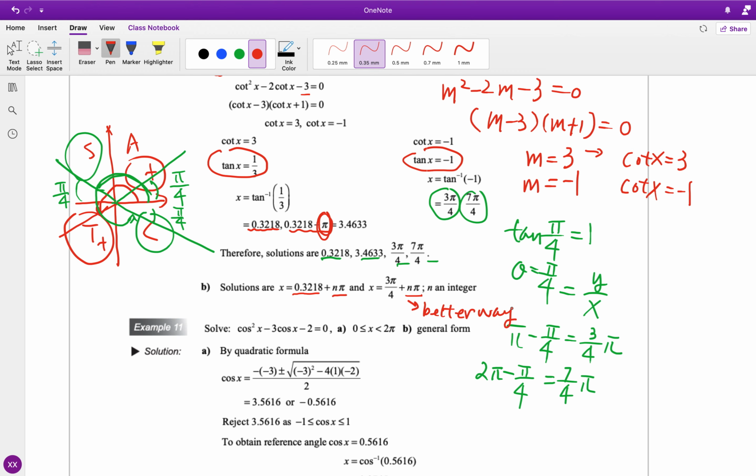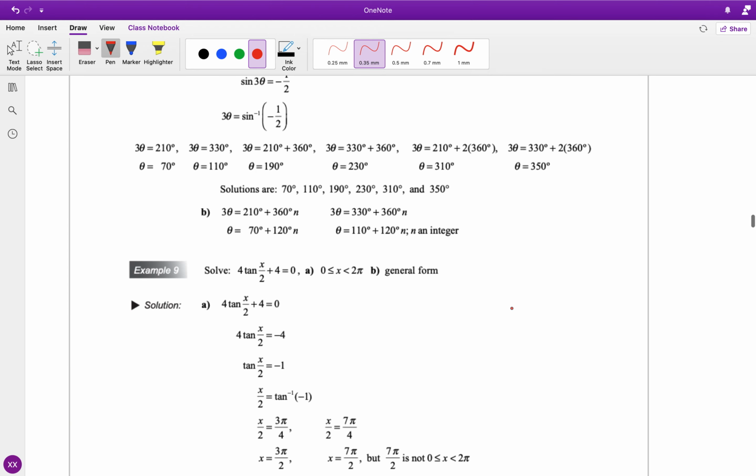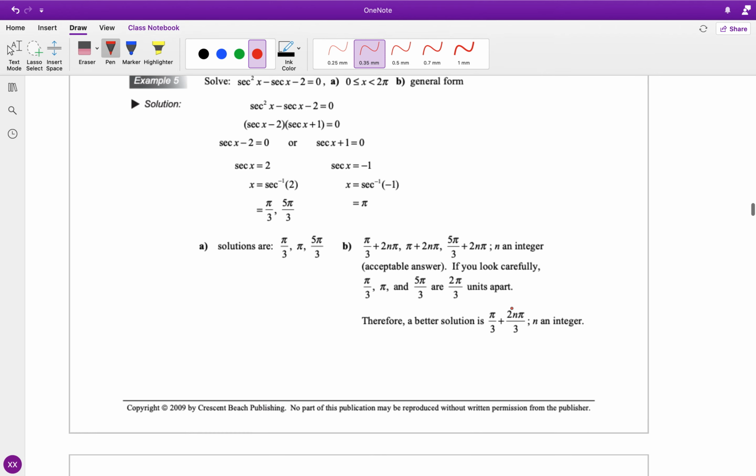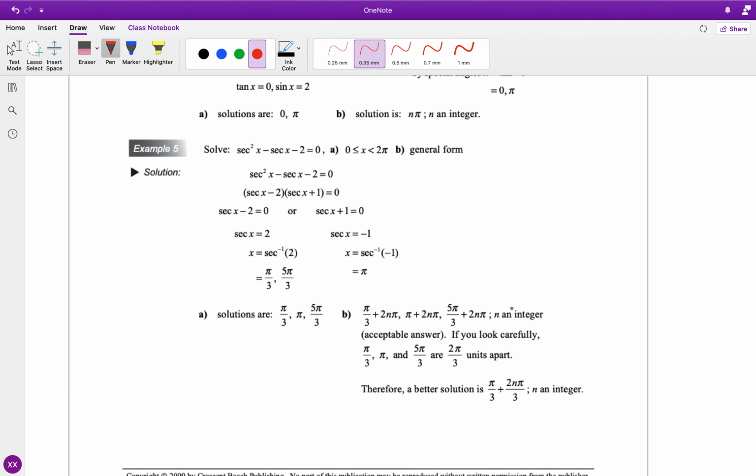Okay, I'm going to use another example to explain. I said we're going to use number 5 to explain this better way to write. So number 5, I would just not do the solution. We already solved it, and our solution is this one, this one, and this one in the four quadrants. In this case, of course, we can write this one plus 2n pi, this one plus 2n pi, this one plus 2n pi. This is called an acceptable answer.